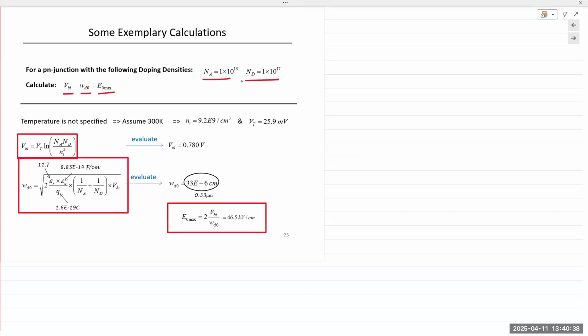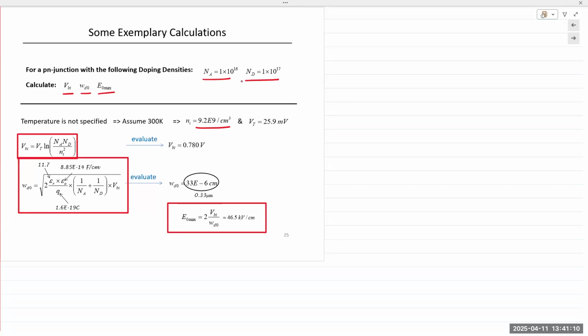VBI requires NA and ND. They are given. So we simply plug that into the equation. But we need Ni square. So what value can you use for Ni square? That's 9.2 times 10 raised to 9. If you want to keep it simpler, we can just assume 10 raised to 10 atoms per centimeter cube. Okay. Now, this is rather straightforward because there's an equation you simply plug in.